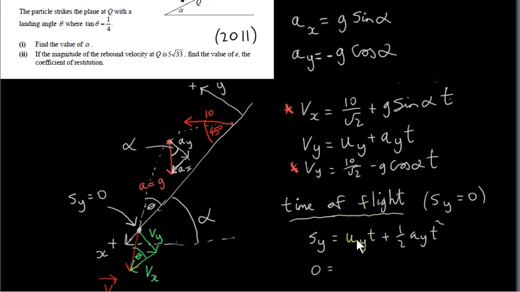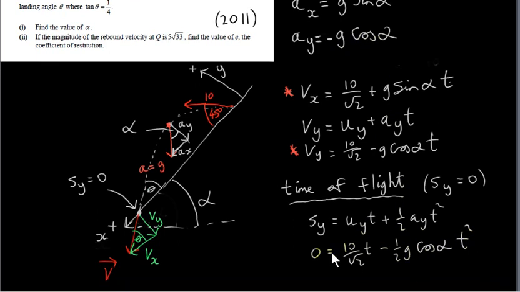So the y component of the initial velocity is 10 sine 45, which is 10 over root 2. The y component of the acceleration is minus g cos alpha. So we have minus a half g cos alpha times t squared. So we can solve this equation to find the time of flight. We can factorize t out of this equation here. So if we do that, we will have this here.